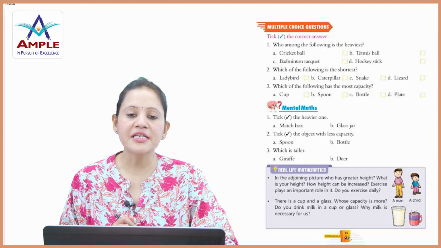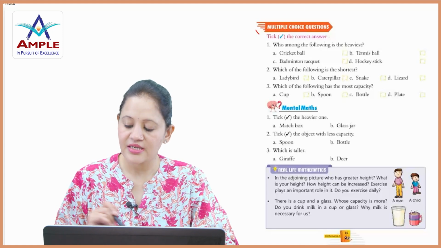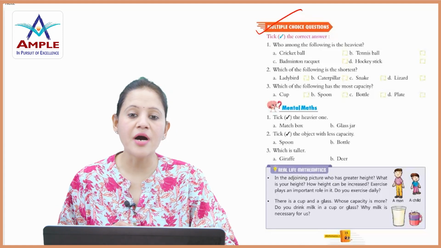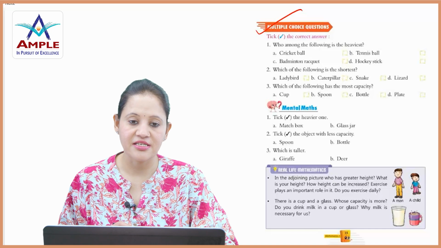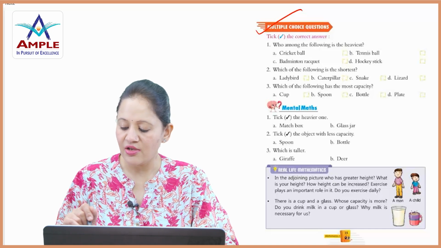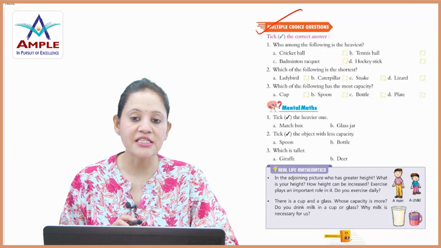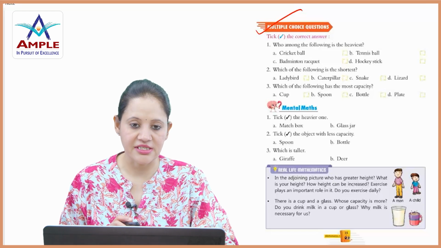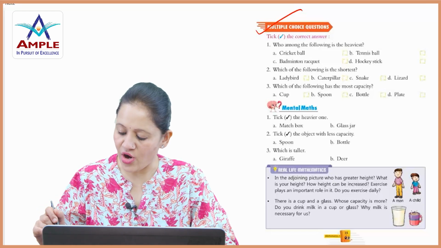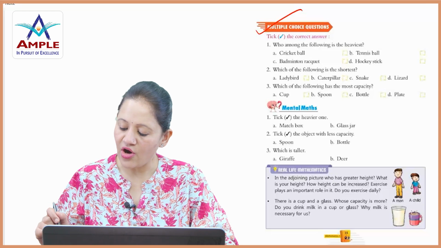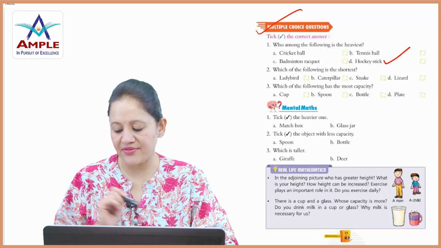Next, multiple choice questions. Take the correct answer. Who among the following is the heaviest? So, you have to tell which one is the heaviest. Cricket ball, badminton racket, tennis ball or hockey stick. Obviously, hockey stick. So, the hockey stick will be the heaviest.